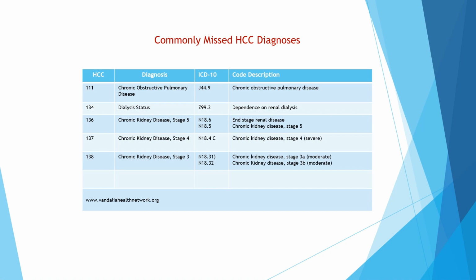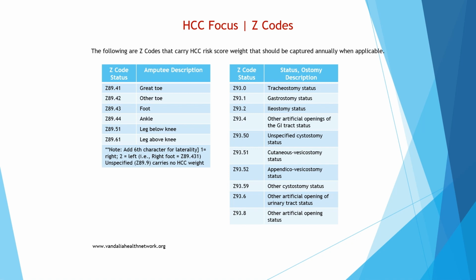Sorry for the typo for HCC 137 and 138. ICD-10 code for HCC 137 is N18.4. The following are Z codes that carry HCC risk score weight that should be captured annually when applicable. For amputees, Z code status is Z89.41. Amputee description is great toe. Z code status is Z89.42. Amputee description is other toe.